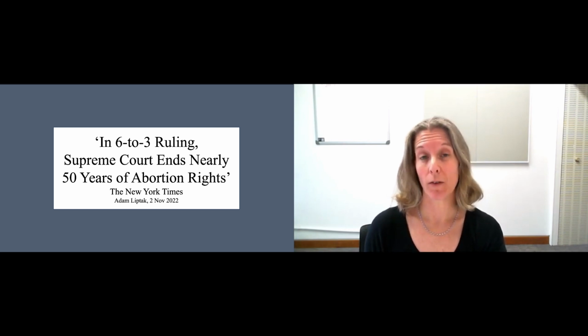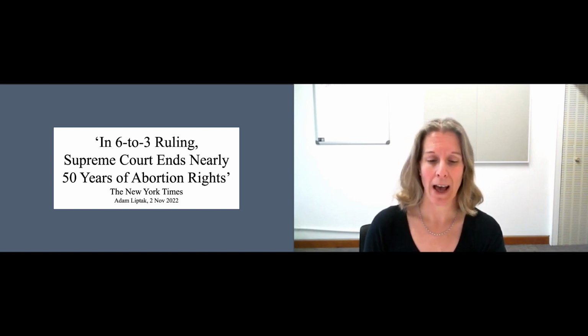Dobbs involved a Mississippi law which banned abortion access after the 15th week of pregnancy with very limited exceptions. This law deliberately violated earlier Supreme Court rulings, more on those in a moment, which established that states could not substantially restrict abortion access until after the point at which the fetus can live separately from the parent, known as fetal viability, and currently placed at around 24 weeks of pregnancy.